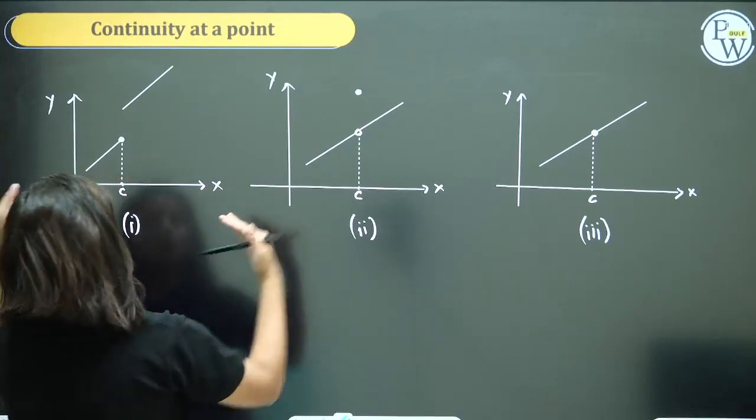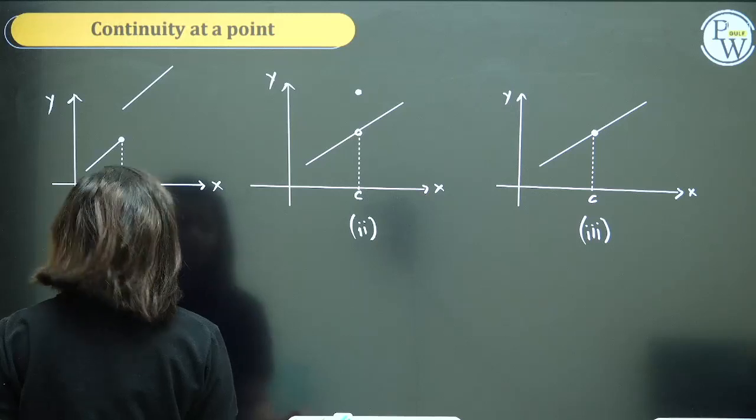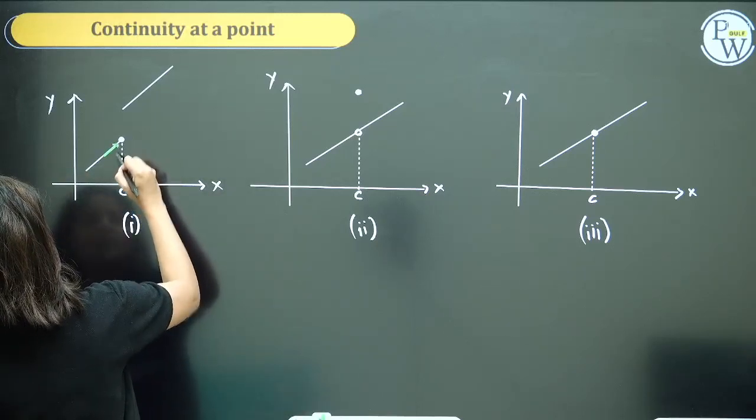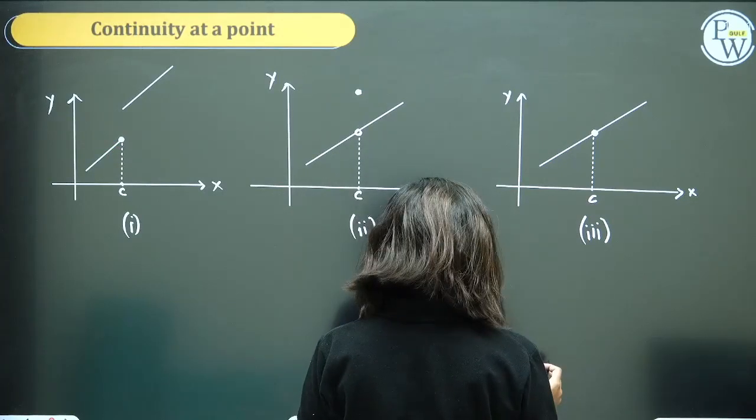At point C, observe the left hand and right hand limit. Left hand limit is coming here. Can you see this green color? Maybe if not, I can take a darker shade.